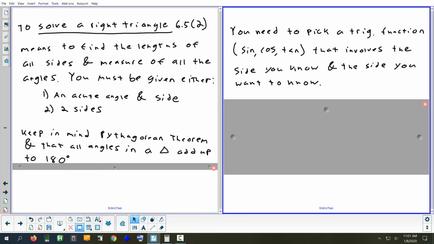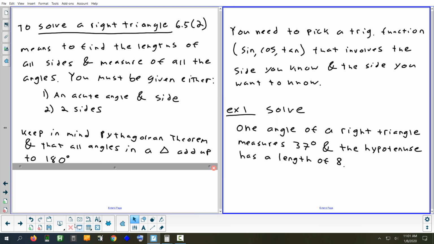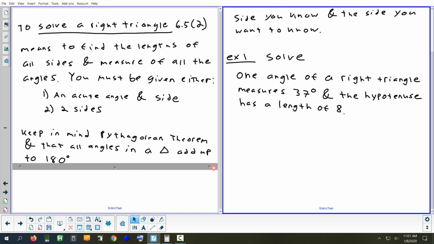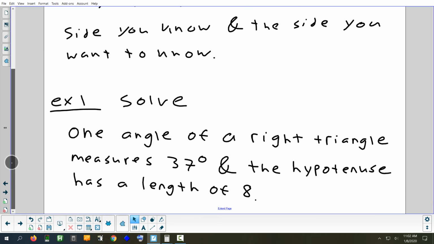So let's look at our first example. It says one angle in a right triangle is 37 degrees and the hypotenuse is 8. Now, they don't tell us what that angle is. We could call it alpha, we could call it beta. It doesn't matter. The goal in this problem when you're done is to solve for everything.